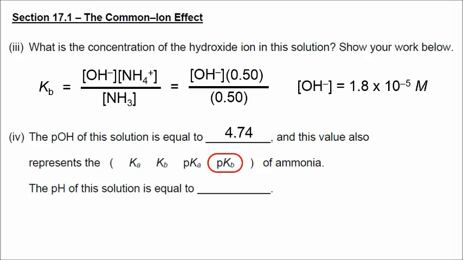And since 14 minus 4.74 is 9.26, you can see that our pH has changed when we have a solution of both ammonia and ammonium. It has decreased the concentration of hydroxide because the pH was around 11 and now it's around 9. So we have decreased the concentration of hydroxide by the presence of additional ammonium ions.